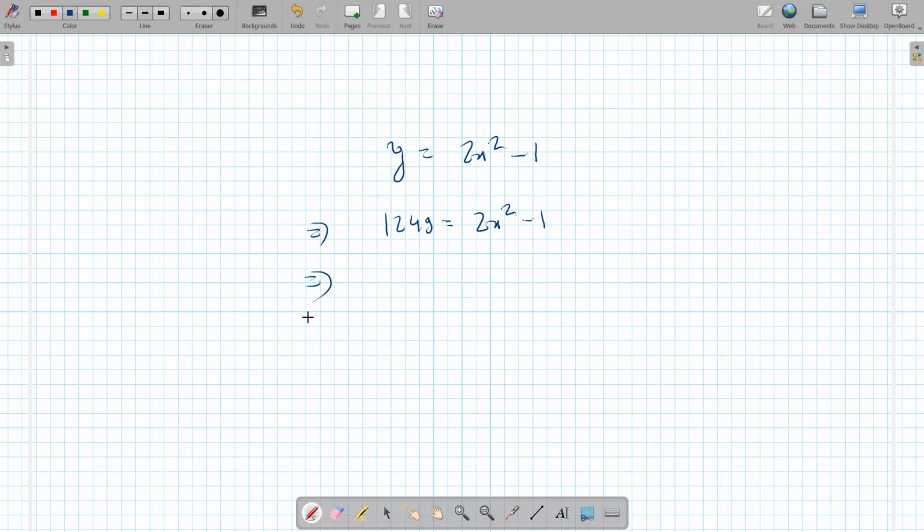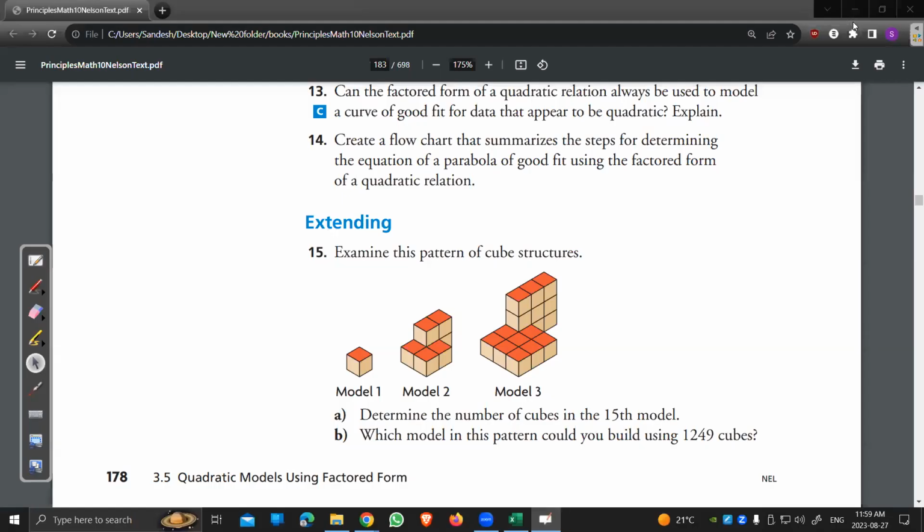What do you do first? You add 1. You get 1250. What's next? You divide by 2. Yes. What's next? You square root. Usually when you square root, you get plus and minus. Remember that the square root of 625 is plus 25 or minus 25. But we're talking about figure numbers. Minus 25 makes no sense. So x has to be 25. So the 25th figure will have 1249 cubes, okay?